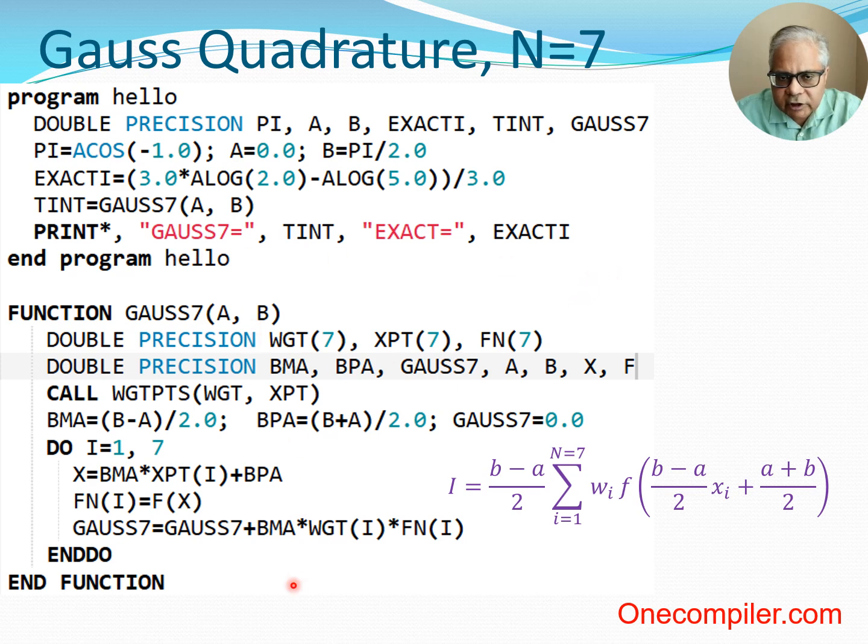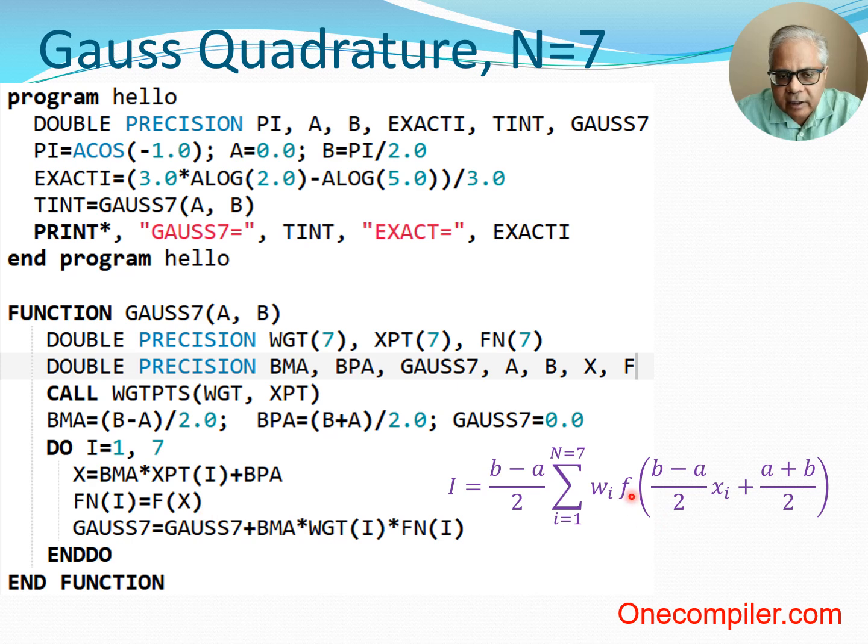Now the Gauss7 function is given here. Here of course you have the weights, the points, you have the 7 values of the function. So each of the values which are given from I is 1 to 7, and then I call the subroutine for weights. I calculate again b minus a by 2, b plus a by 2, and I set the value of Gauss7 to 0 because I'm going to loop through I is 1 to 7. And so I do that. I calculate whatever is inside this function here, that is BMA into XPTI, that's this term, plus BPA, that's this term. And then I basically put FNI is f of x.